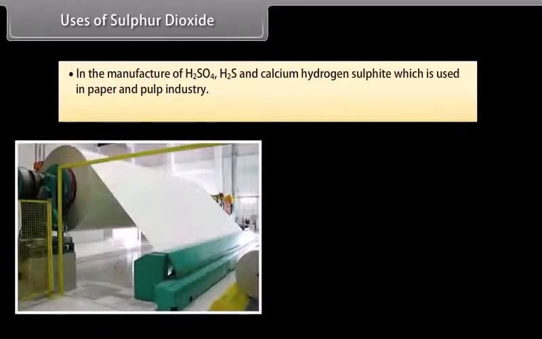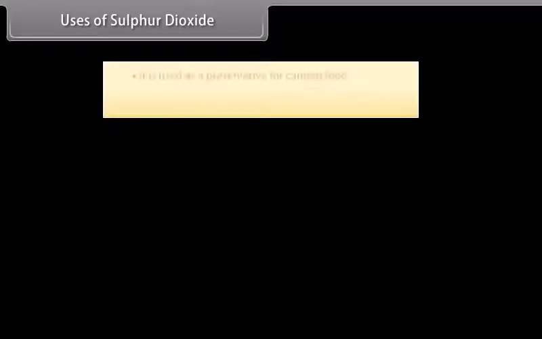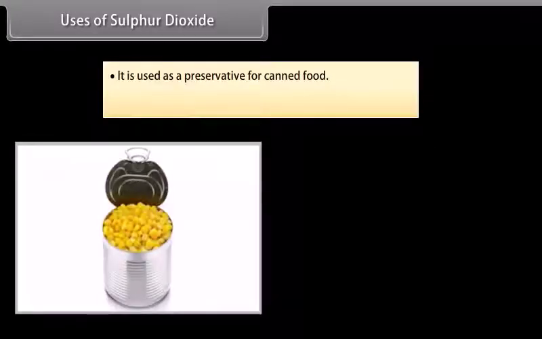Uses of sulfur dioxide. The important uses of sulfur dioxide are the following. In the manufacture of H2SO4, H2S and calcium hydrogen sulfite, which is used in the paper and pulp industry. It is used as an antichlor and disinfectant. It is used as a preservative for canned food.